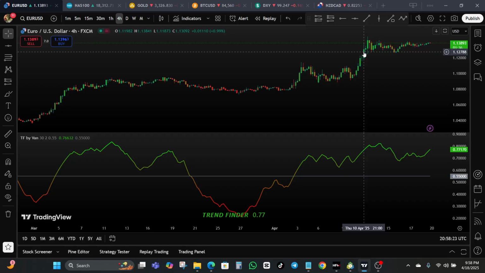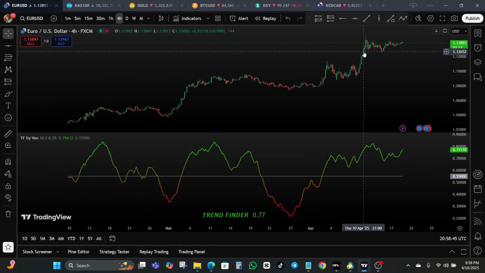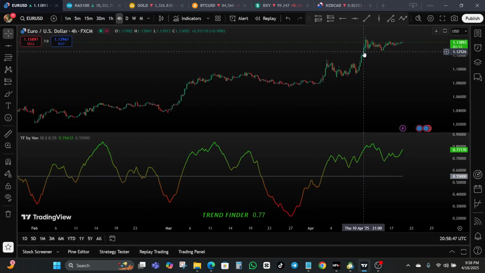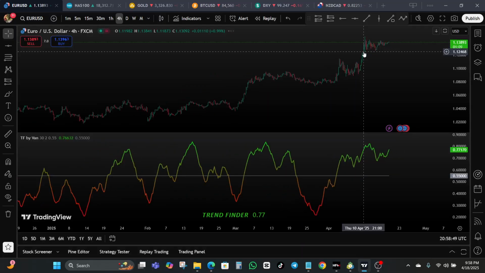The indicator scans the price action in real time using momentum based logic, moving averages, and price structure to determine the dominant trend. Then it visually marks the trend direction, often using color coded lines, background highlights or directional arrows. So you instantly know what side of the market to be on.